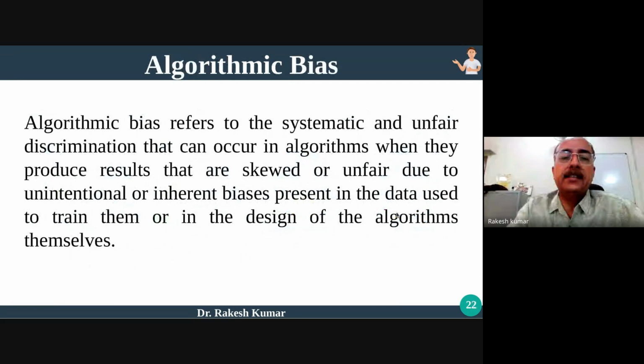But whenever we are making use of these types of intelligent machines like ChatGPT or any other artificially intelligent approach which makes use of machine learning, we have to be very careful because there can be algorithmic bias also, right? And I will give you a number of examples right now where these programs fail miserably. Algorithmic bias refers to the systematic and unfair discrimination that can occur in algorithms when they produce results that are skewed or unfair due to unintentional or inherent biases present in the data used to train them or in the design of the algorithms themselves.